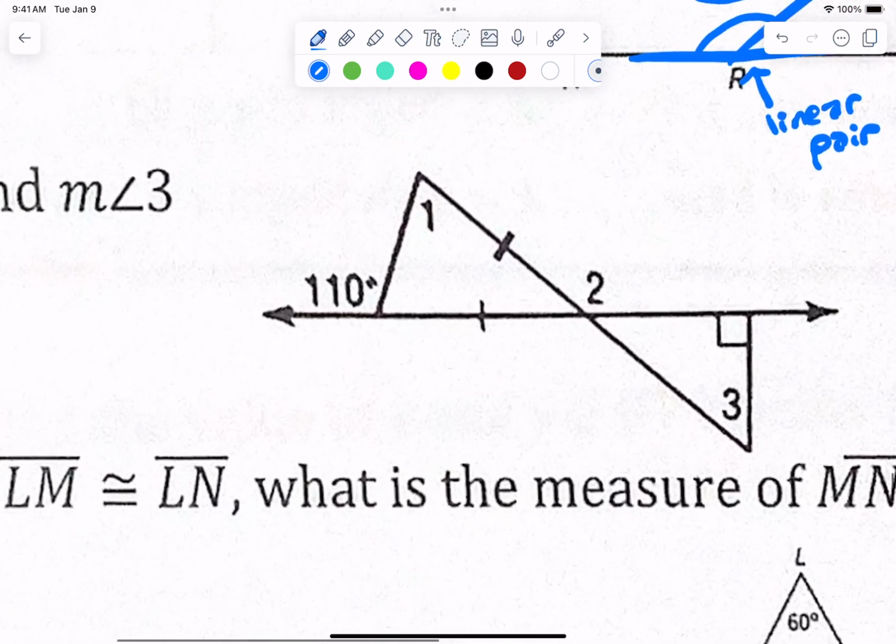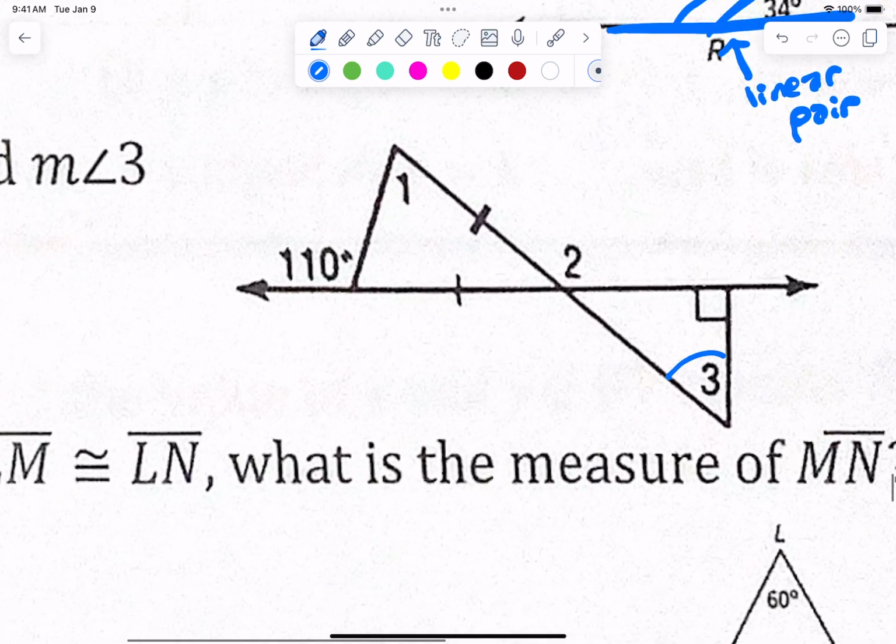Number 36. They want us to find the measure of angle 3. Where should we start? We got a right angle right here. Where can we start? What can we do? 180 minus 110 will give me this guy. What's that guy? 70. This guy's 70. Okay, now what?